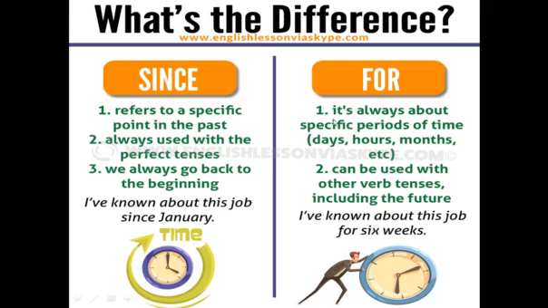However, we use for if we're talking about periods of time. So here we have length of time. For example, I've known about this job for 6 weeks. It's a period of time. For length of time we use for 7 hours, for 7 months, for 7 days. It's not an exact point like here, January. Here it's a period of time.